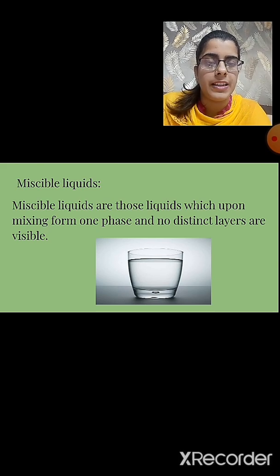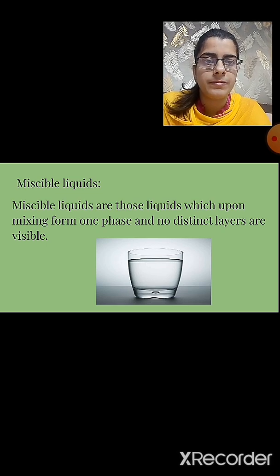For example, if you add vinegar to water, what will you observe? Do you observe two different layers, one of vinegar and another of water? No. You will observe one layer, a homogeneous layer, a single phase. No distinct layers are observed. So, such liquids are known as miscible liquids.